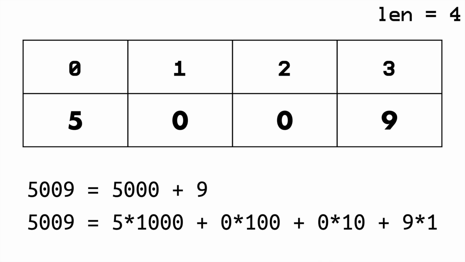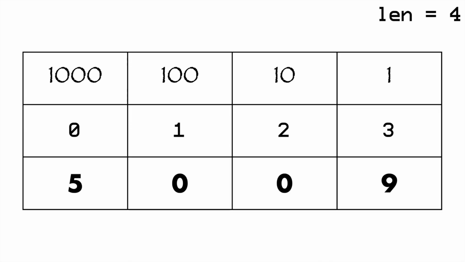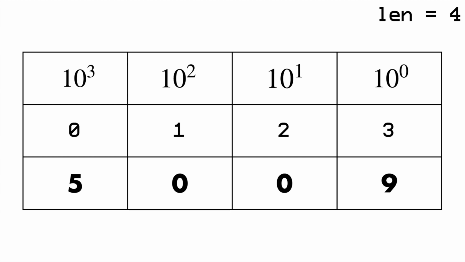5009 can also be written in place value terms as 5 times 1000 plus 0 times 100 plus 0 times 10 plus 9 times 1, out of which the two terms in the middle, 0 times 100 and 0 times 10, are insignificant. They are of no use because they are being multiplied by 0, so we are not showing any answer for them on the output screen. The 1000, 100, 10 and 1 correspond to the thousands place, hundreds place, tens place and ones place respectively, which are shown just above the numbers. You can also depict them in scientific notation as 10 cubed, 10 squared, 10 power 1 and 10 power 0. This is pretty simple.